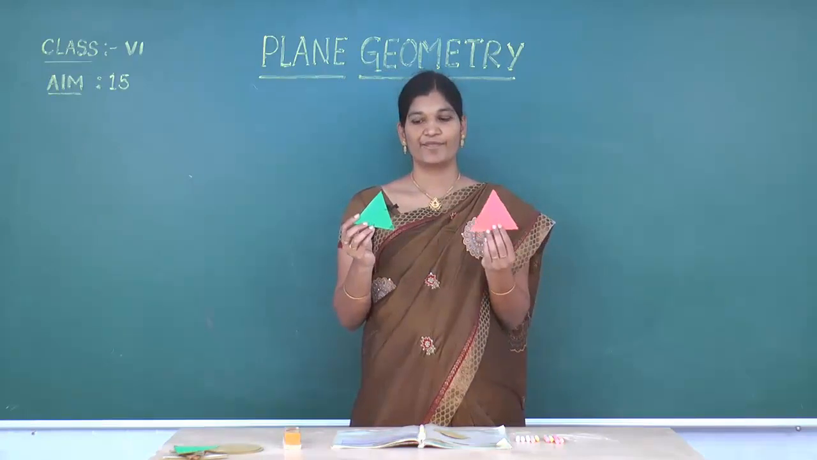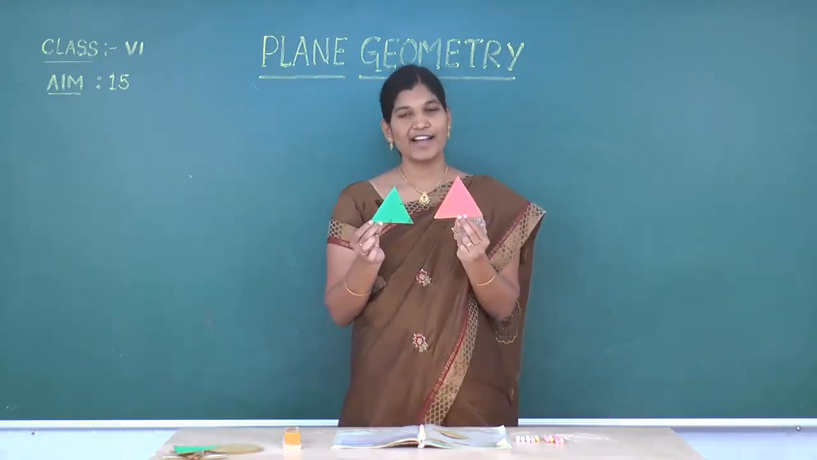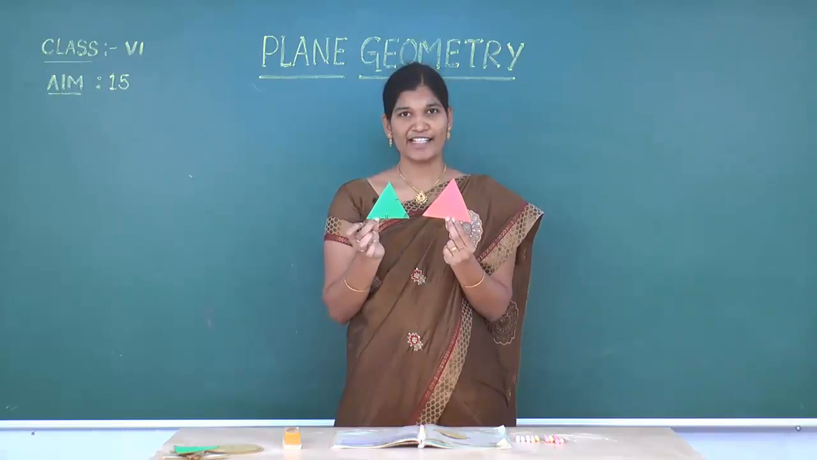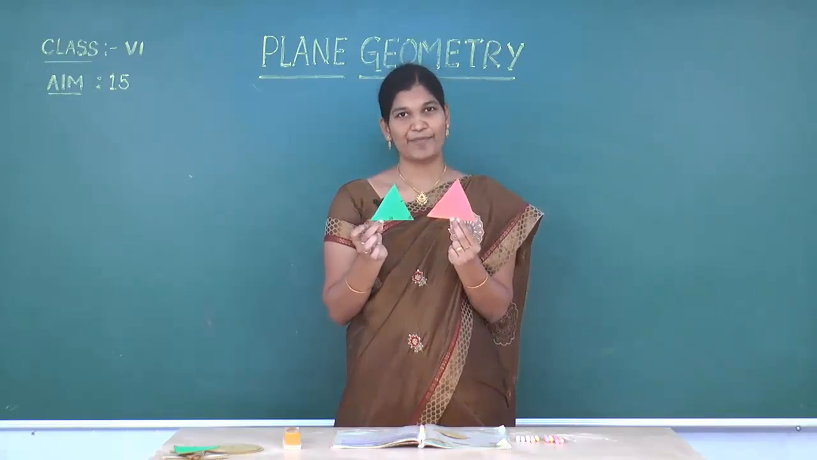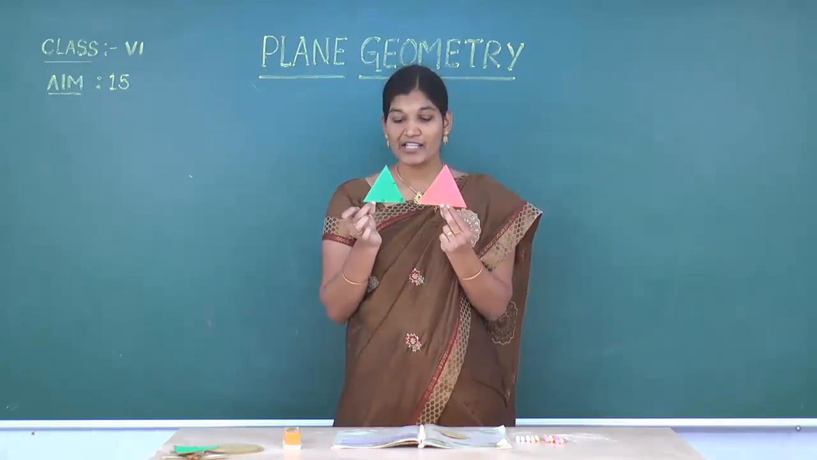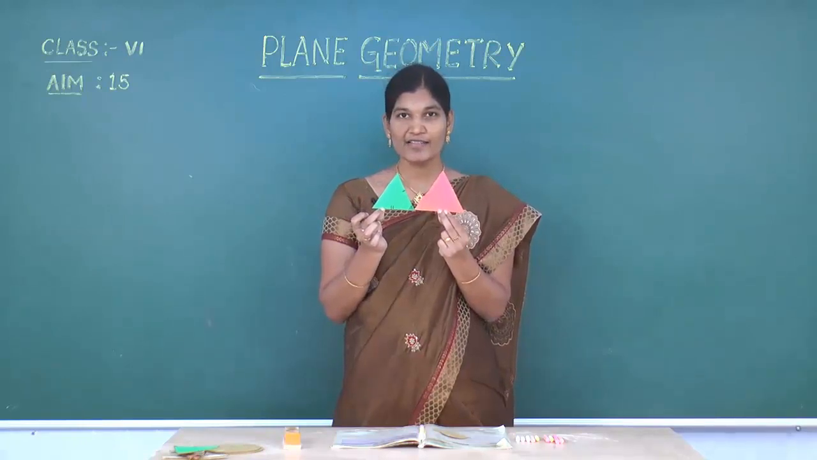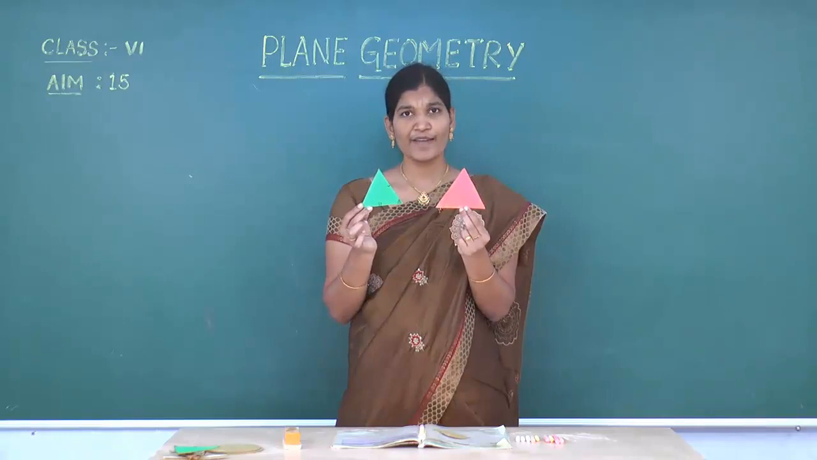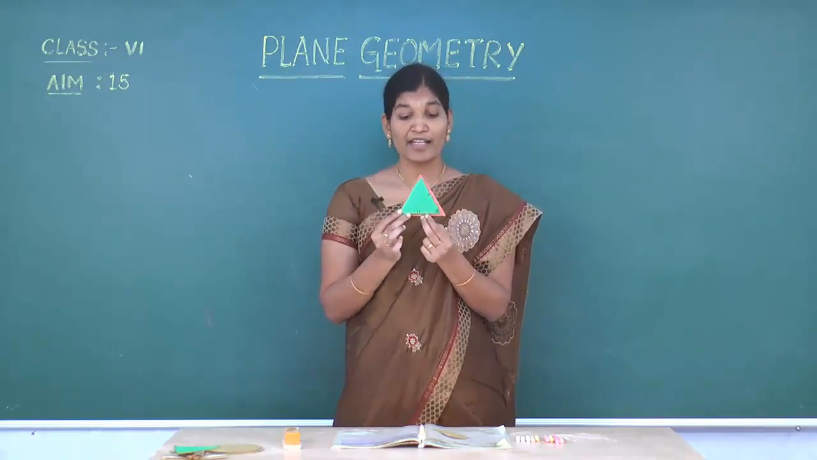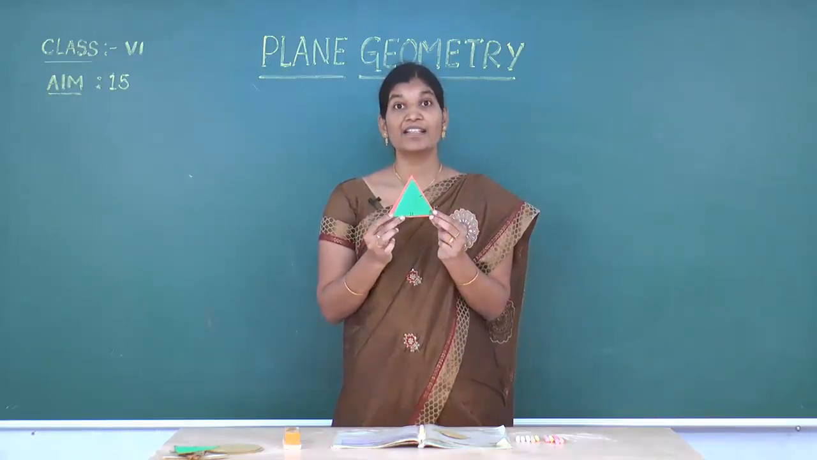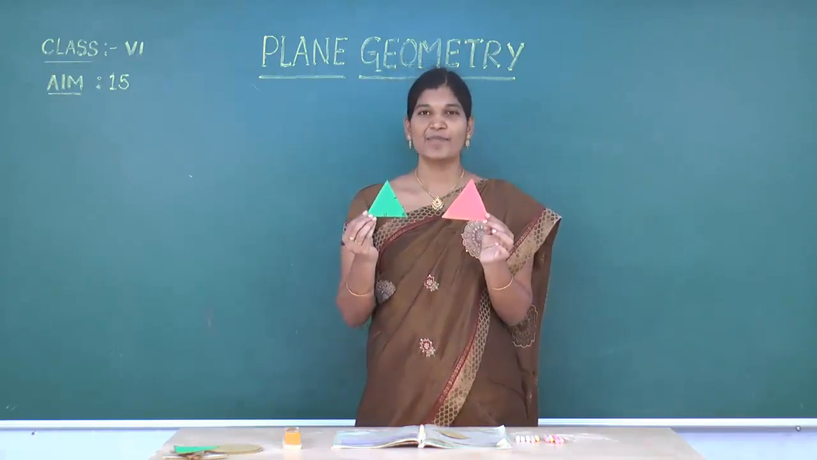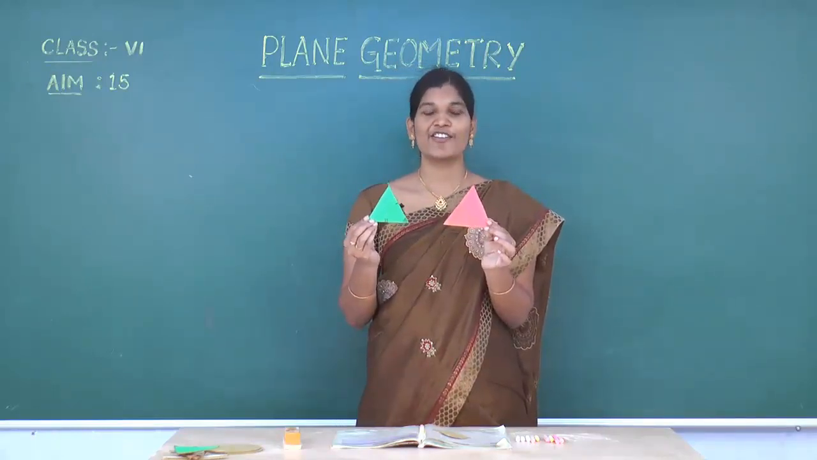See, are these two triangles similar? Yes. Why? Because these two triangles have the same shape. But can I say these two triangles are congruent? No. Why? Because these two figures have the same shape but they don't have the same size. So these two triangles are similar figures only, but not congruent.